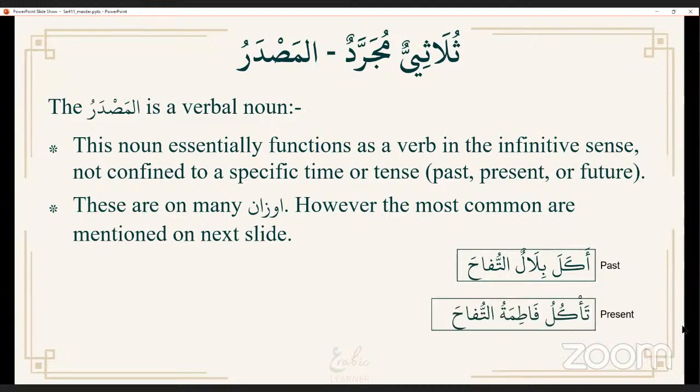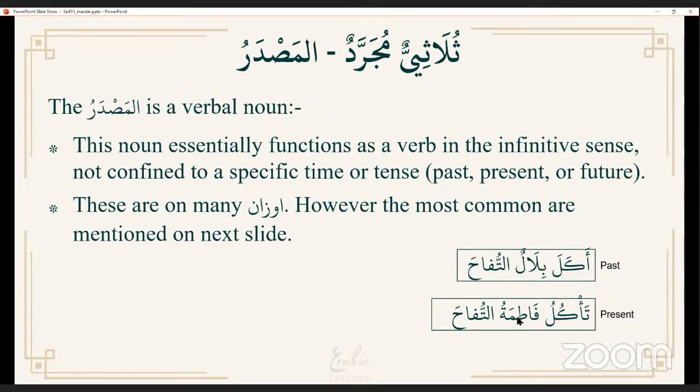I can also say ta'akulu Fatimatu at-tuffaha, meaning Fatima is eating the apple. Now this is something in the present. So verbs indicate something in the past, present, or future.